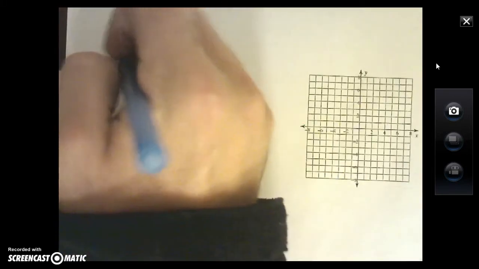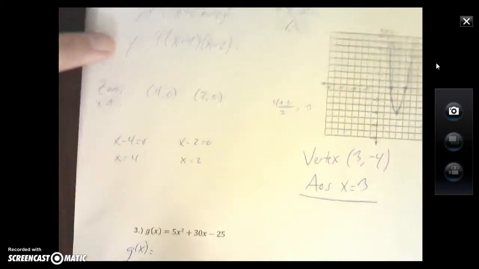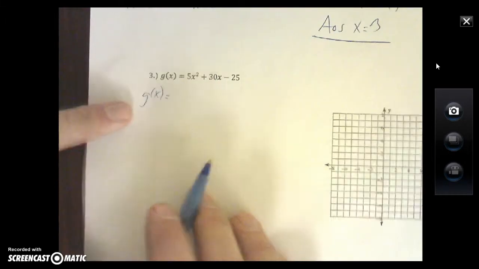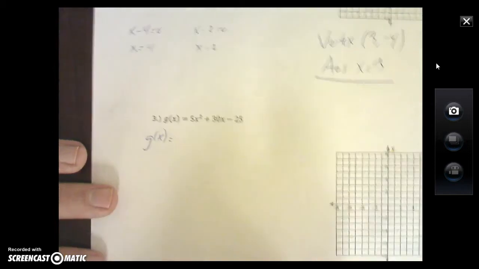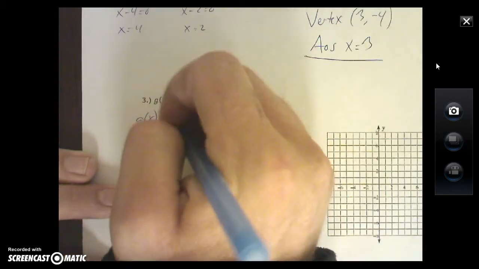All right, so for g of x. And by the way, don't panic too. Just a quick little side note. See, I have y equals up here, and I have g of x right here, and I believe in the front one it was f of x. These are all the same thing. They all basically stand for y equals, so just be aware of that.